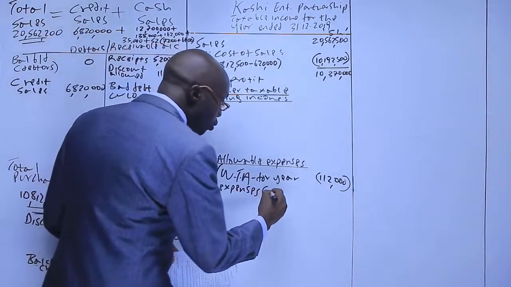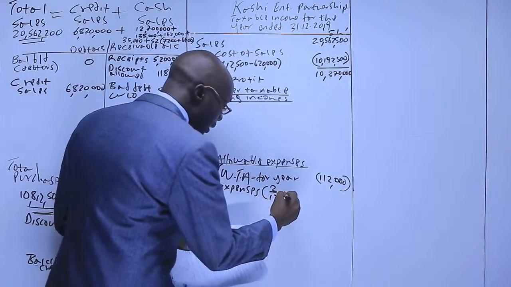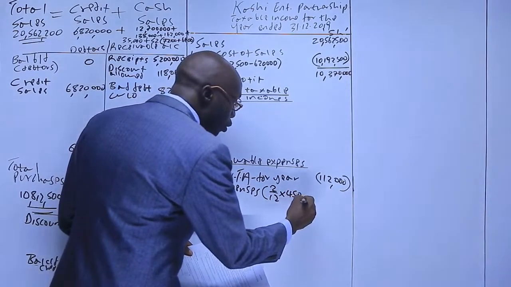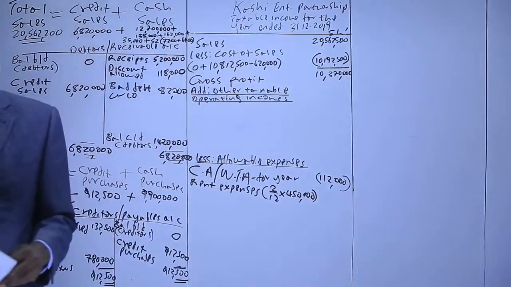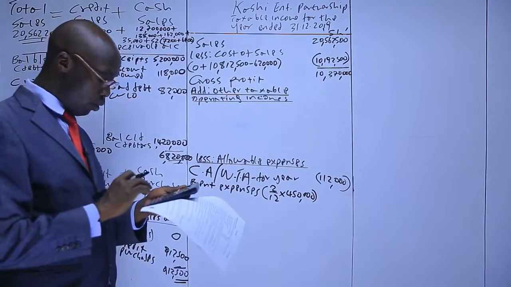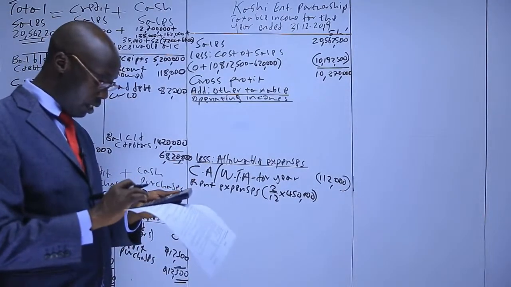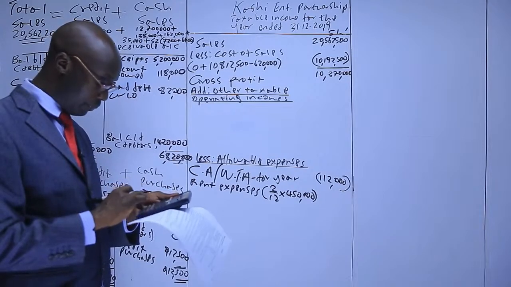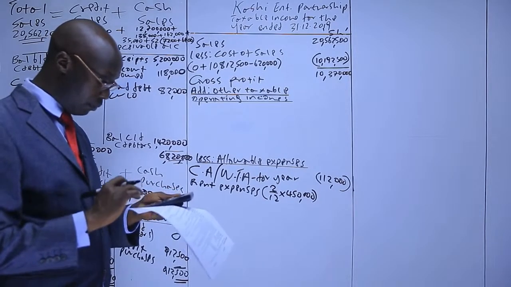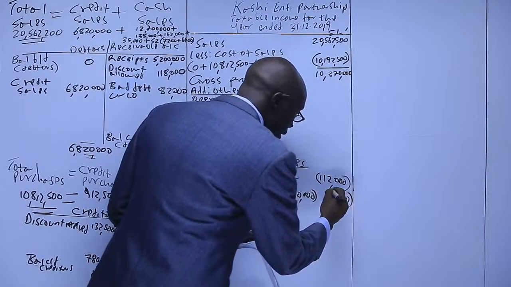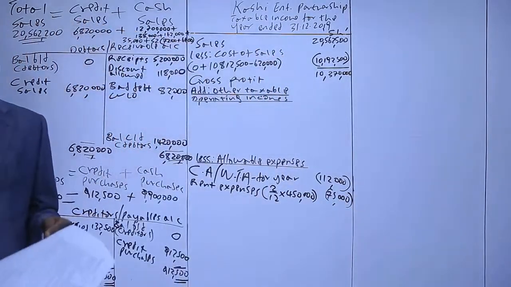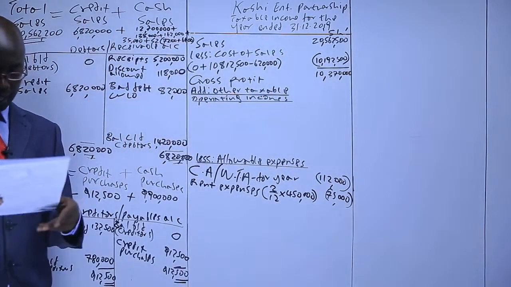So in this case, we are going to take 2/12 times the 450 because it was only occupied for 2 months to the end of the year in this particular year. So this is going to be 2/12 times 450. That will be 75,000. That is the one that we allow. Any other, we forget.